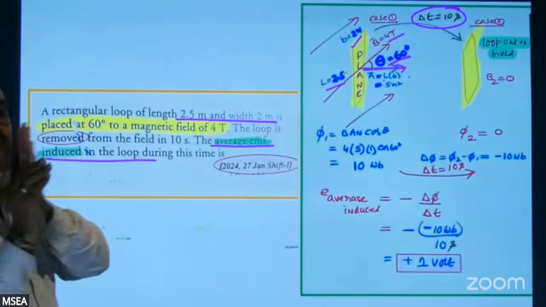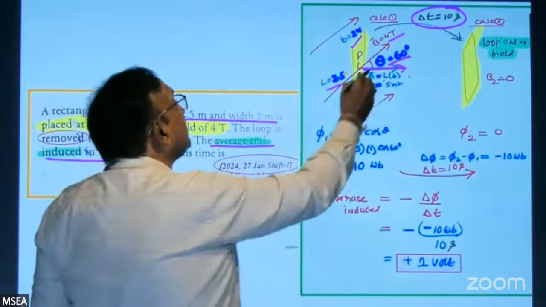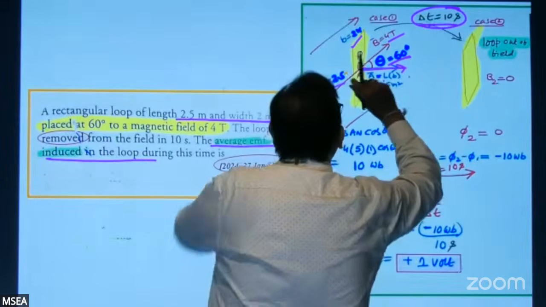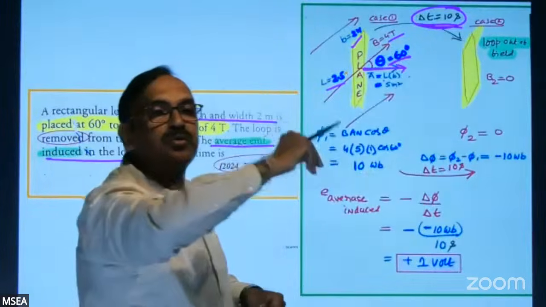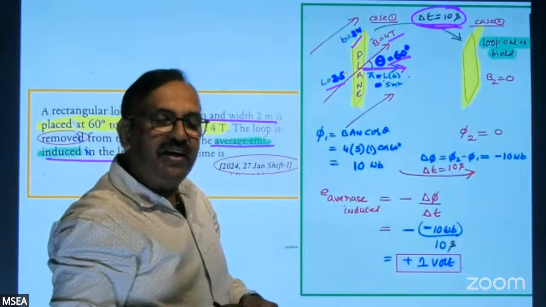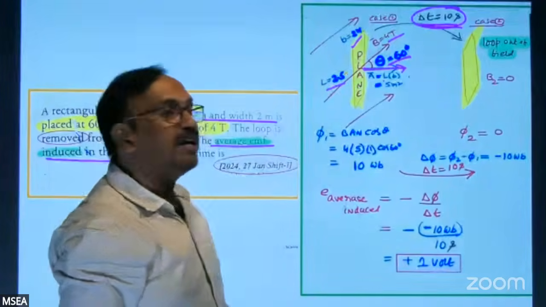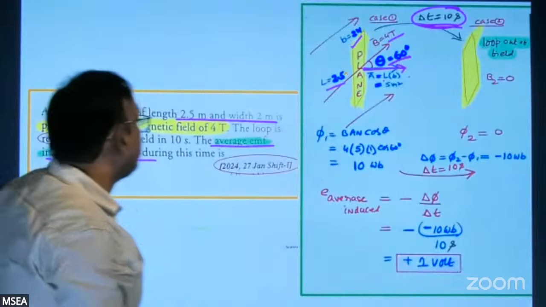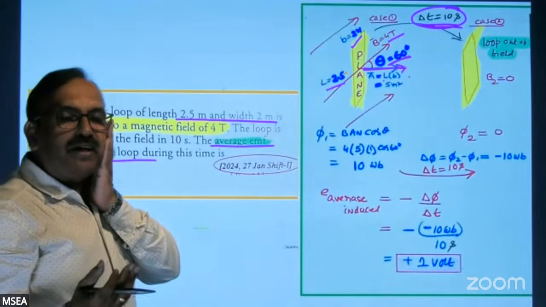Always, you get the term average when there is some time interval. Yes, there's a time interval of 10 seconds. For it to come out of the field, we are taking 10 seconds. Then in those 10 seconds, what is the average EMF induced? There's a question there. Once again, our starting point, you recollect.